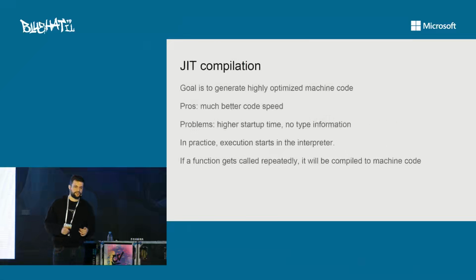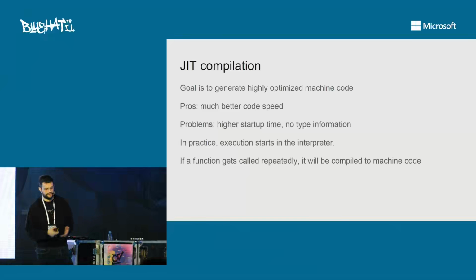The goal of JIT compilation is to generate highly optimized machine code. The upside, of course, is that your code runs way faster than when it runs in the interpreter. But you have two problems to deal with. The first one is higher startup time, because you don't want your web page to take 10 seconds to load. And you also have no type information. JavaScript doesn't have type information, so we have to deal with that somehow, and I'll try to shed some light on that later on.